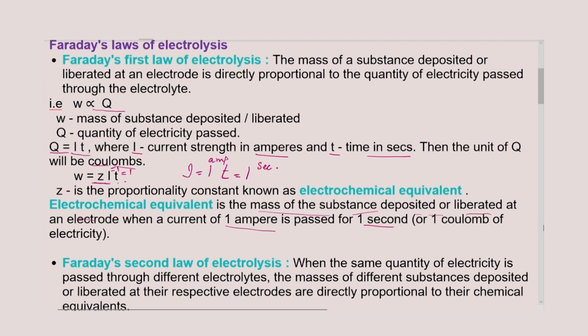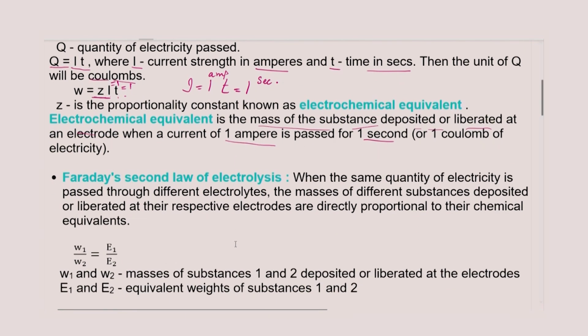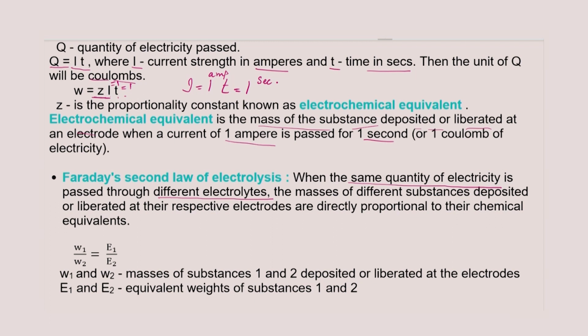Now, let us move on to the second law. When the same quantity of electricity is passed through different electrolytes, that is the condition, the masses of different substances deposited or liberated at the respective electrodes are directly proportional to their chemical equivalents. So, how much of the substance gets deposited or liberated when the current passed is constant? It is in the ratio of their chemical equivalents. What do we mean by chemical equivalents? That is their equivalent masses.